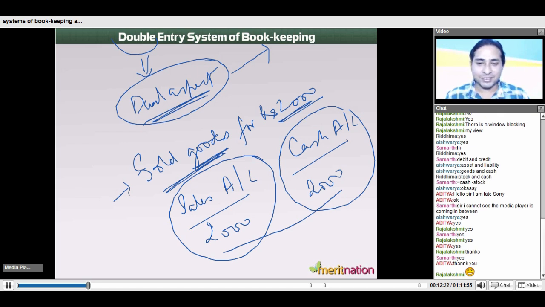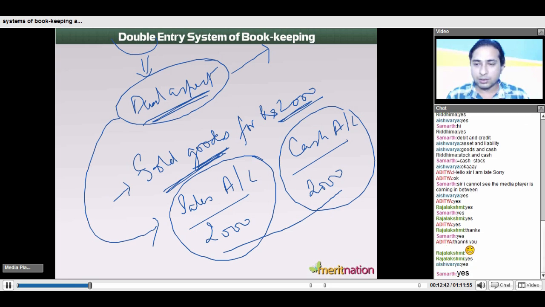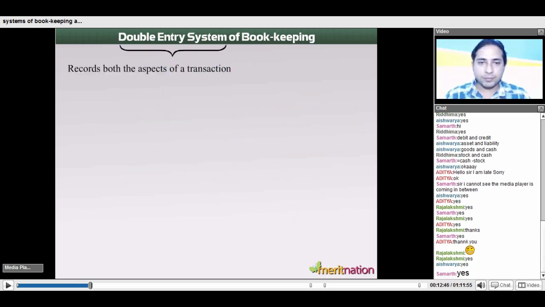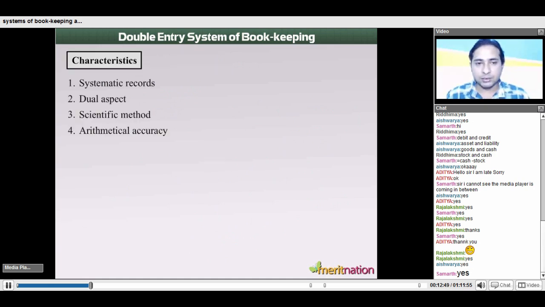Fantastic. So just have a quick glance over what I have written on this slide. This is a transaction. We have two accounts that are getting affected here, sales and cash, and both the accounts are getting affected by the same amount. So this is basically what I mean by dual aspect. Everybody clear on this note? Okay, fine. So let's now move to the other slide. As I just mentioned, this records both the aspects of a transaction.